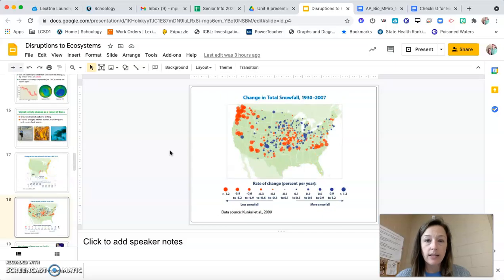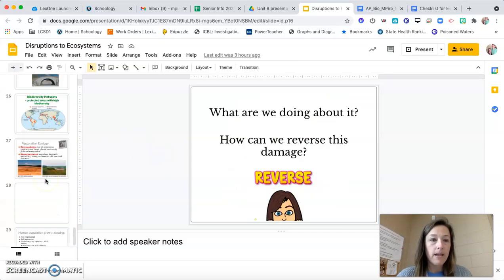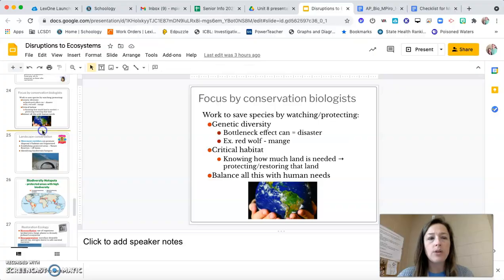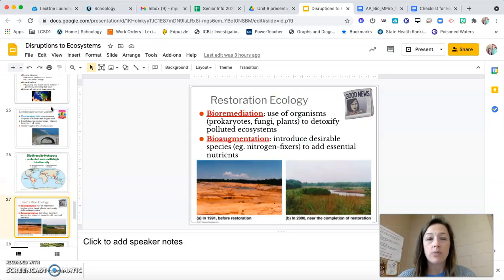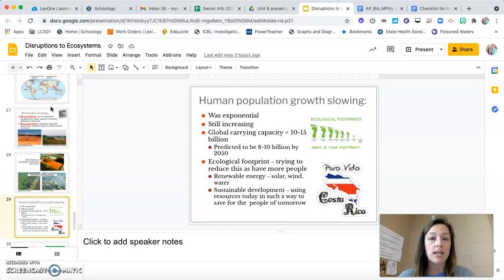So let's find that list. I think it's at the very end. Let's go try to think. Oh, we also are conserving land as a species. That was another one I wanted to mention. Landscape corridors, biodiversity hotspots, creating nature reserves. These are sometimes called wildlife refuges, those kinds of places where humans can't go. Those are some other things that we're doing as well as restoration ecology.